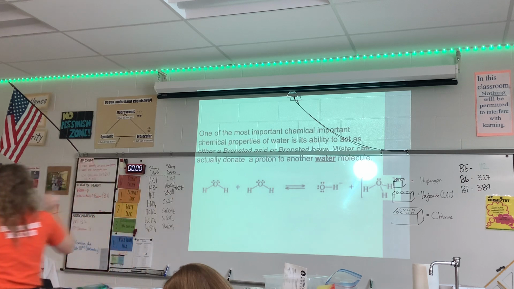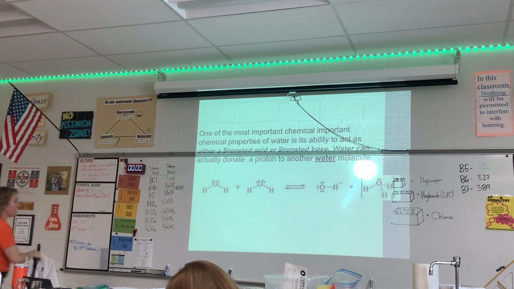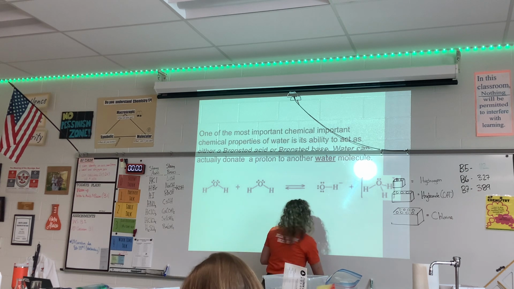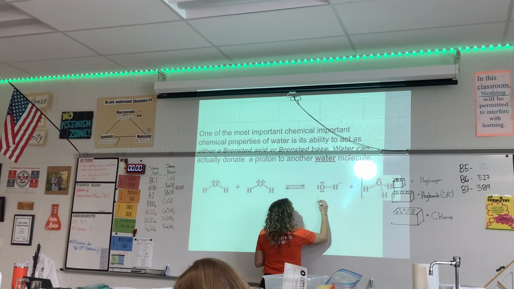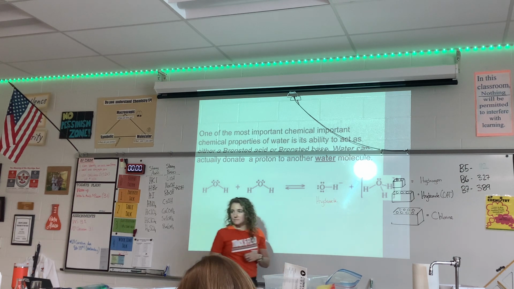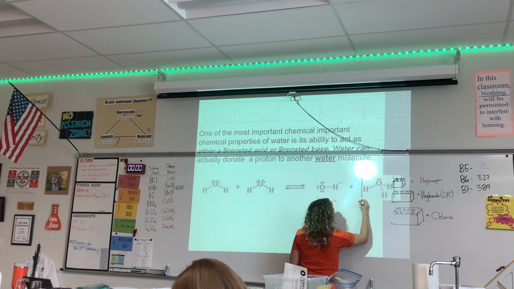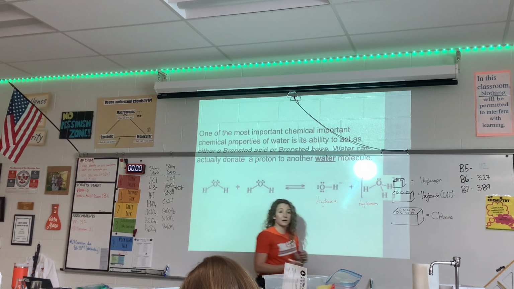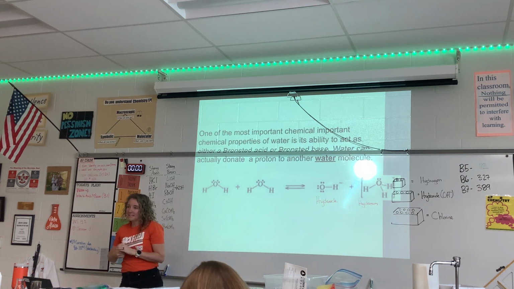So you can take a water molecule and react it with another water molecule and make this, the hydroxide ion. Kind of a good one to know by name because we use it a lot with acids and bases. And this is called the hydronium ion. It's the H3O plus. Okay?